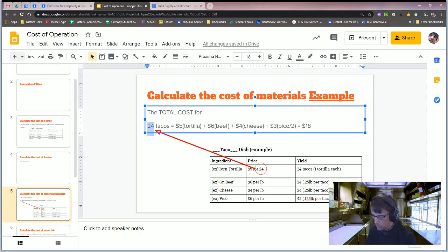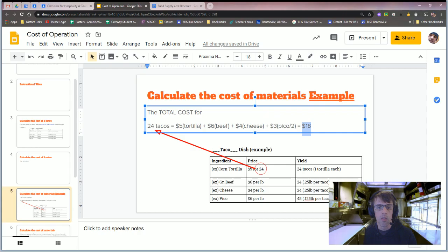Okay. So now I'm going to add all that up. So if I bought one package of tortillas, one package of beef, one package of cheese, and a half package of pico de gallo, and I mix all these together, and I come up with 24 tacos. So for one batch, one big batch, I have a cost of $18. It costs me $18 in materials to make these tacos.